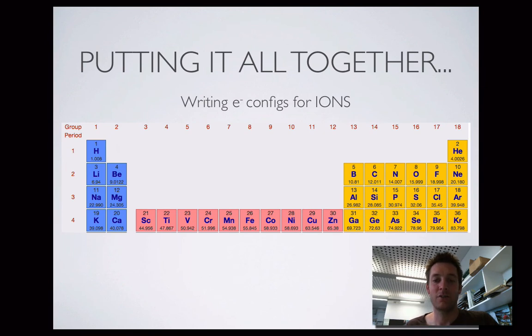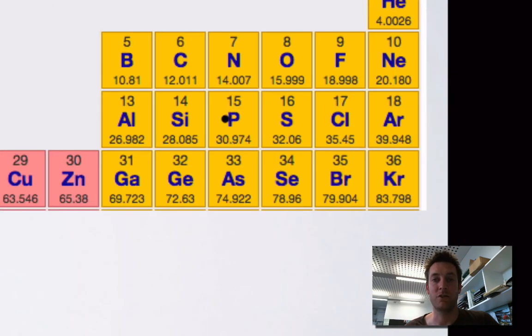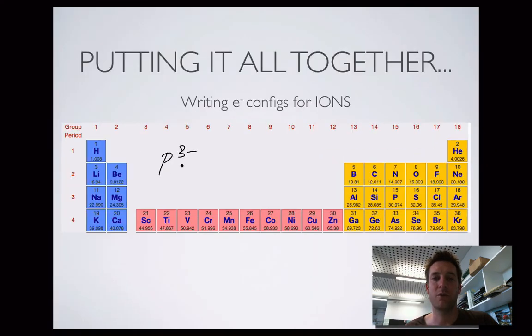Let's try some ions. Okay, I'm just going to choose a couple at random. Let's go for one that we haven't seen on any of the films yet. Let's go for a P3- ion, or a phosphide ion. Okay, phosphorus has 15 electrons. A phosphide ion, which has gained 3, is going to have 18 electrons. 2 can go in the first shell, 8 can go in the second. We've used 8. Can the third shell hold the last 8? Yes, it can. So that's the electron configuration for a phosphide ion.